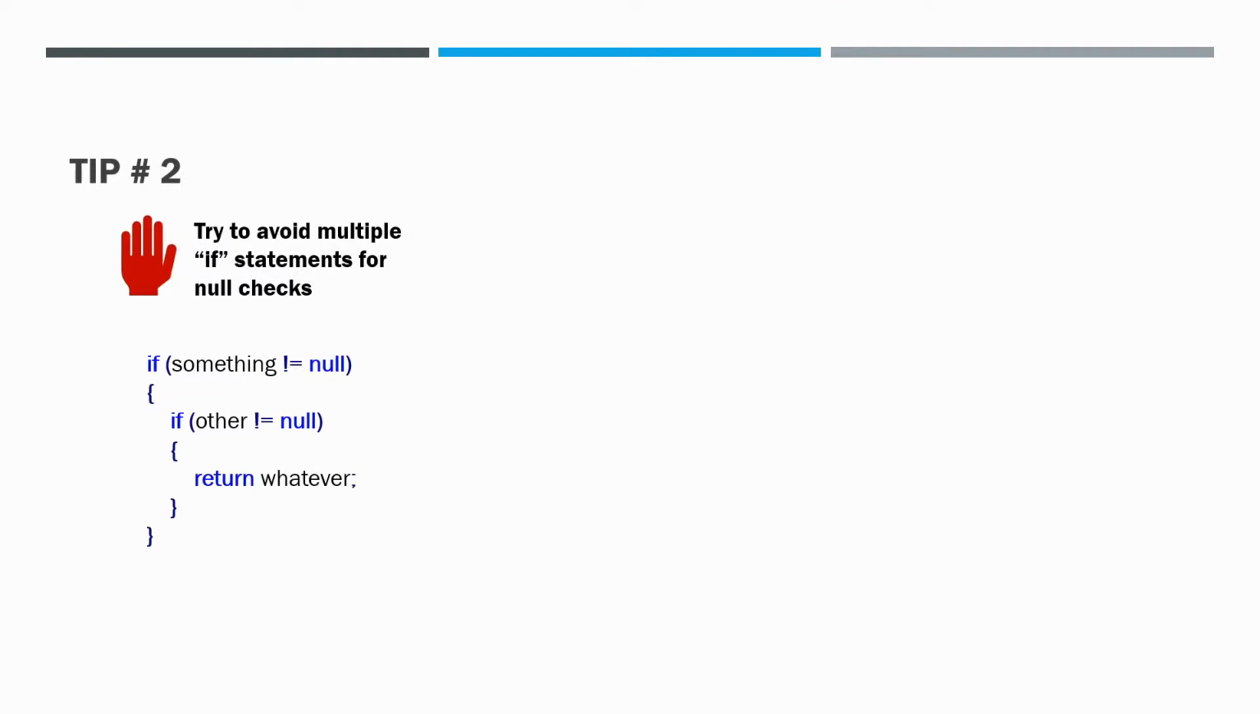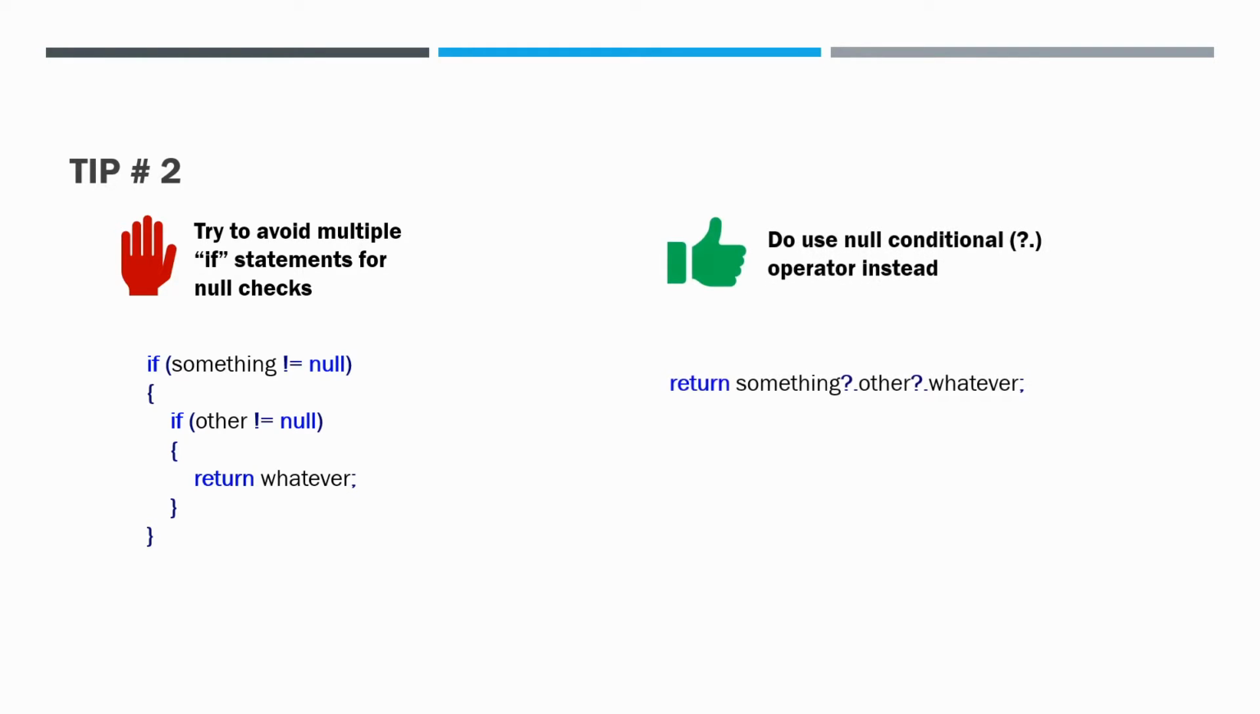Tip number 2. Try to avoid multiple if statements for null checks. Instead, use the null conditional operator like this. This way, it's easier to read and understand and thus to maintain, and it's also more concise.